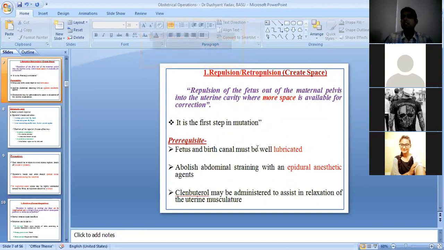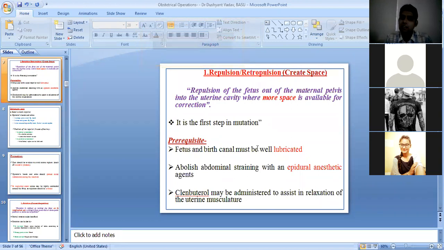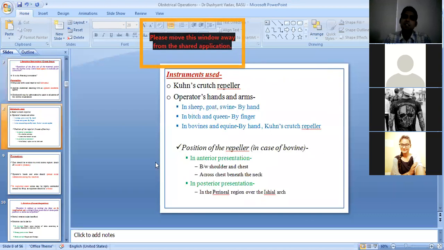What is the prerequisite? What is the necessary thing we should do before the retropulsion or repulsion? Proper lubrication is very essential, and epidural anesthesia. However, some people think that epidural anesthesia also hampers the case of dystocia, but you should apply the epidural anesthesia before the retropulsion or repulsion. From my personal experience, I mostly do not use epidural anesthesia because it hampers the cases. And muscle relaxants of the uterine musculature are also given, like clenbuterol and other drugs.